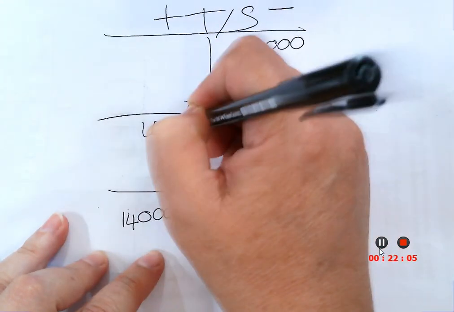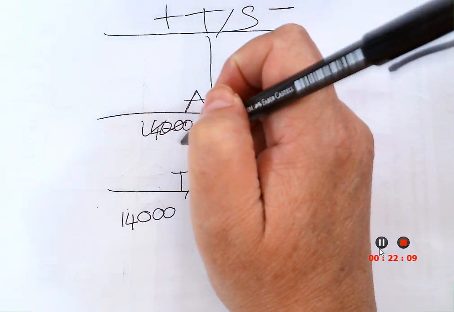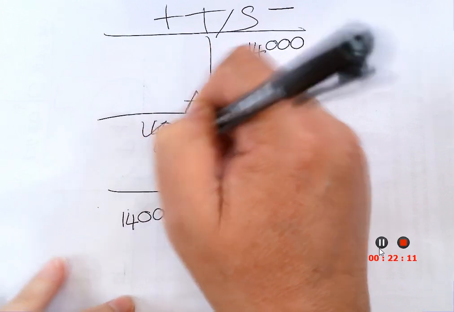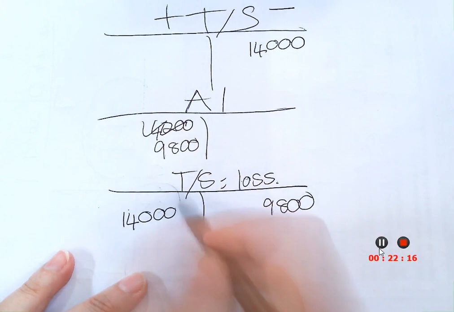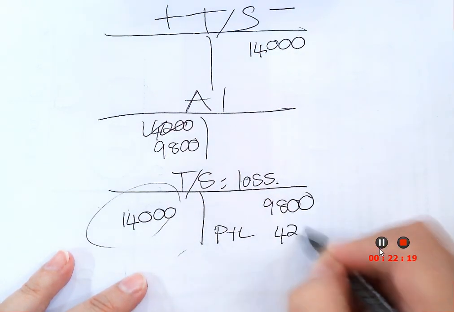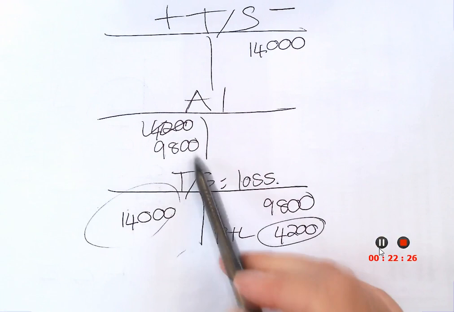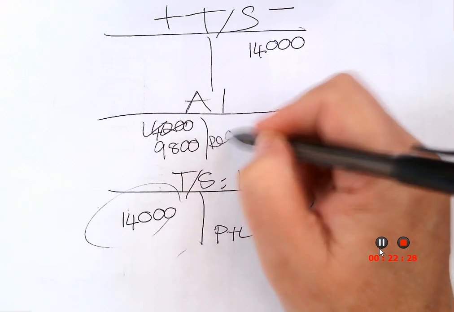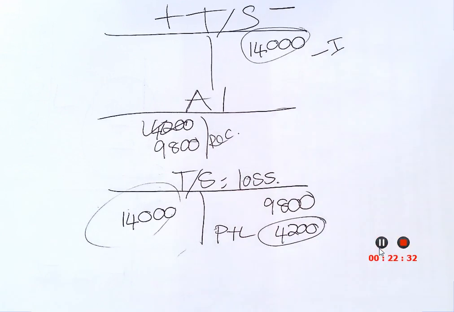Sorry, what's 70%? 9.8. So the insurance, we are waiting for it. So my loss is not the full 14, it's just the 42. That's how it would look. And that accrued income would go to receivables, and that 14 will be subtracted from inventory.